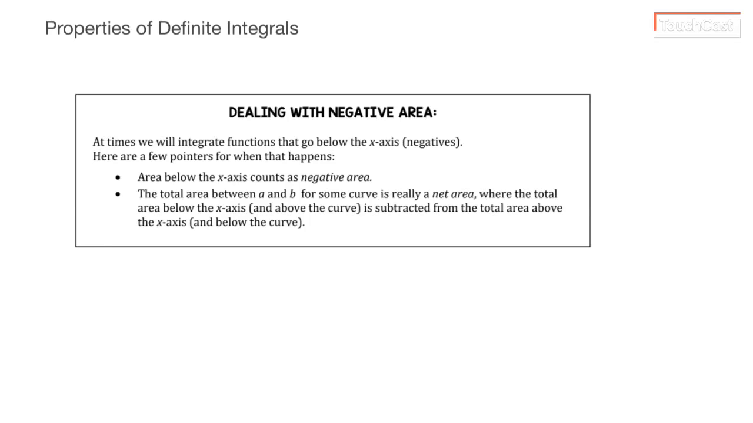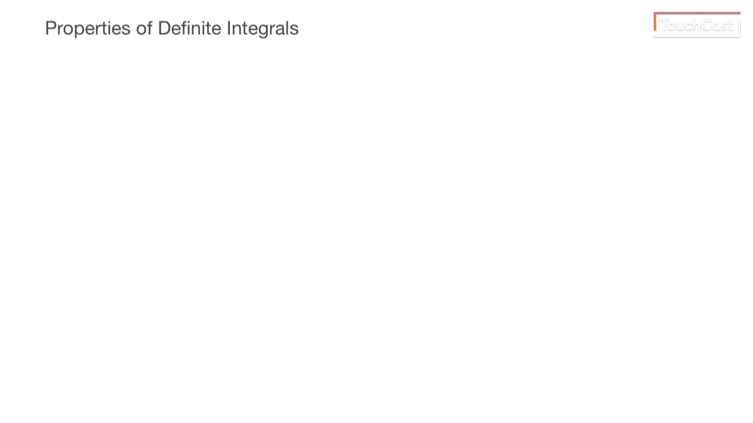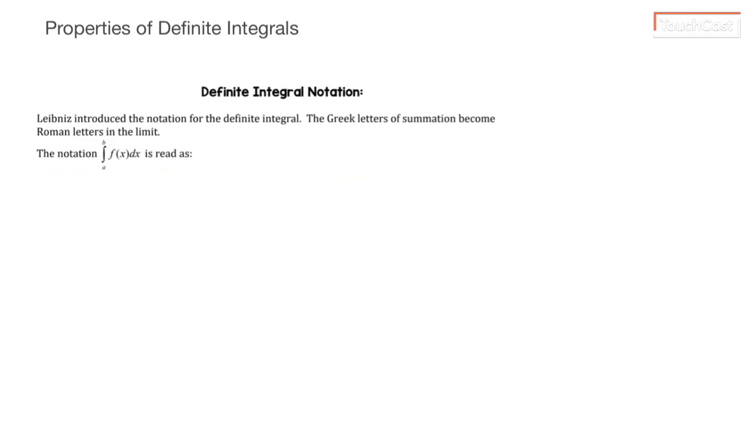If the area is below the x-axis, it counts as negative area, meaning the total area between two endpoints for a curve is really a net area, where the total area below the x-axis and above the curve is subtracted from the total area above the x-axis and below the curve. So now let's look at what definite integral notation looks like.